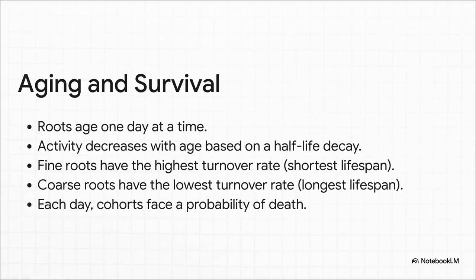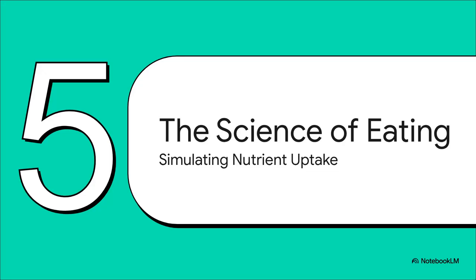Of course, just like in real life, these digital roots don't live forever. With every daily update in the model, they get a day older. And as they age, that health score, that activity factor, starts to decay. Those little fine roots that do all the work, they burn out the fastest. The big, coarse structural roots, they're built to last. And every single day, each and every cohort has to roll the dice. It faces a probability of dying based on its turnover rate. It's digital natural selection.